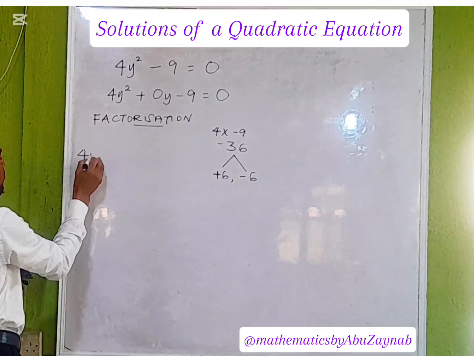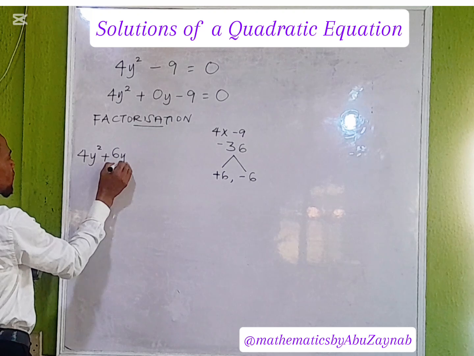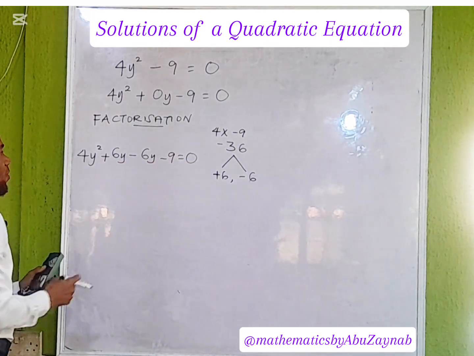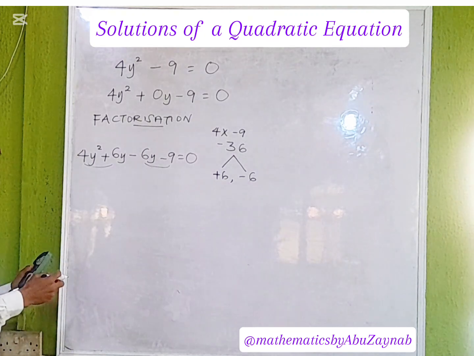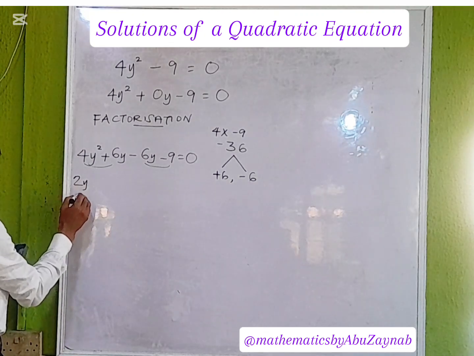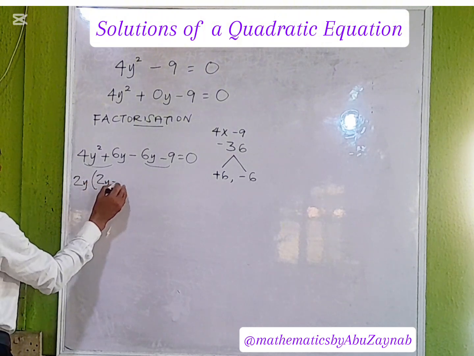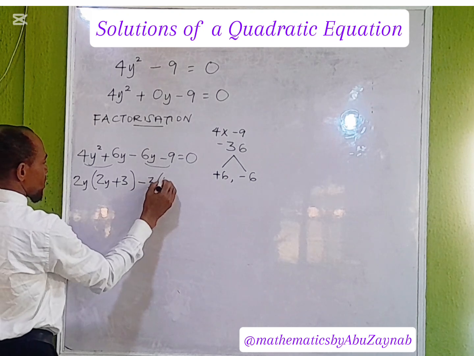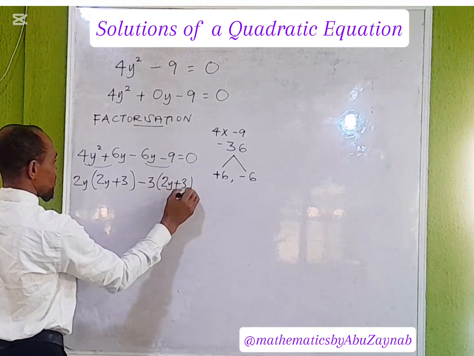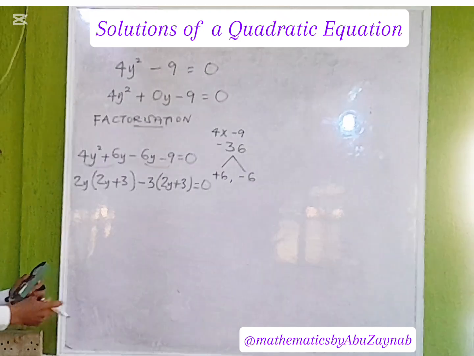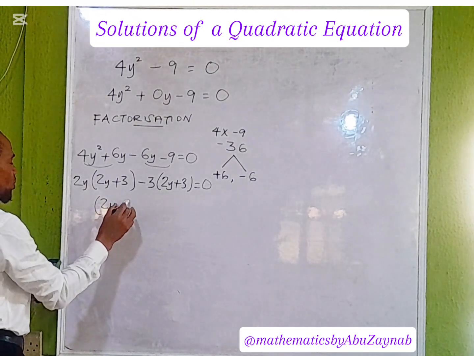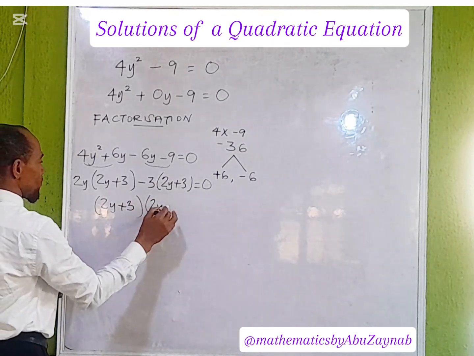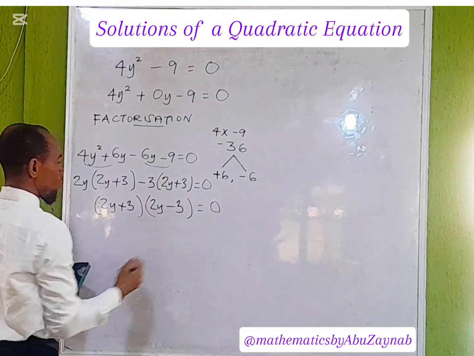Hence, we proceed as follows: 4y squared plus 6y minus 6y minus 9 equals 0. Then we pair the terms. So what is common here? We've got 2y, then 2y still plus 3 when you factorize. Then what's common here is minus 3 in brackets. Of necessity, the same content in the previous bracket will be there. So the next thing now is 2y plus 3, which is the term common to the two of them. Then 2y minus 3 equals 0.